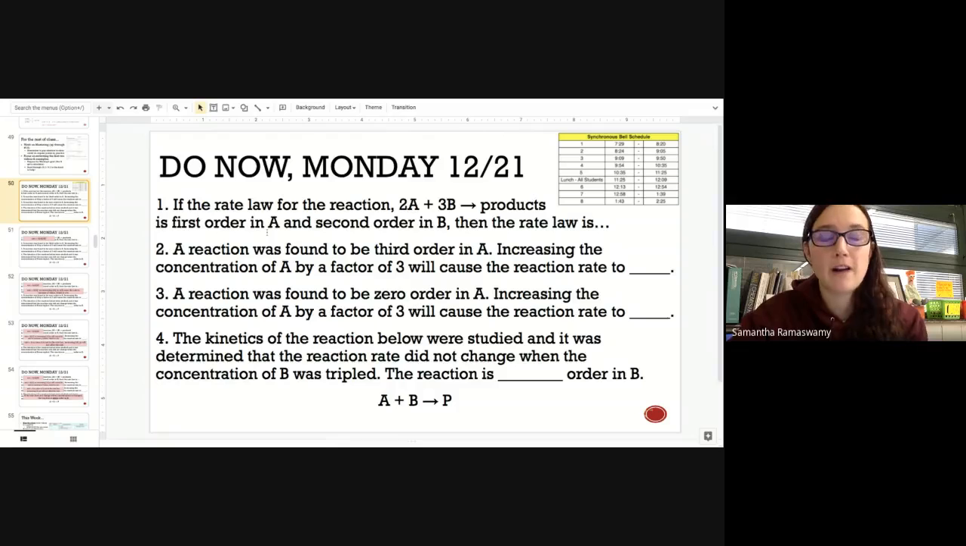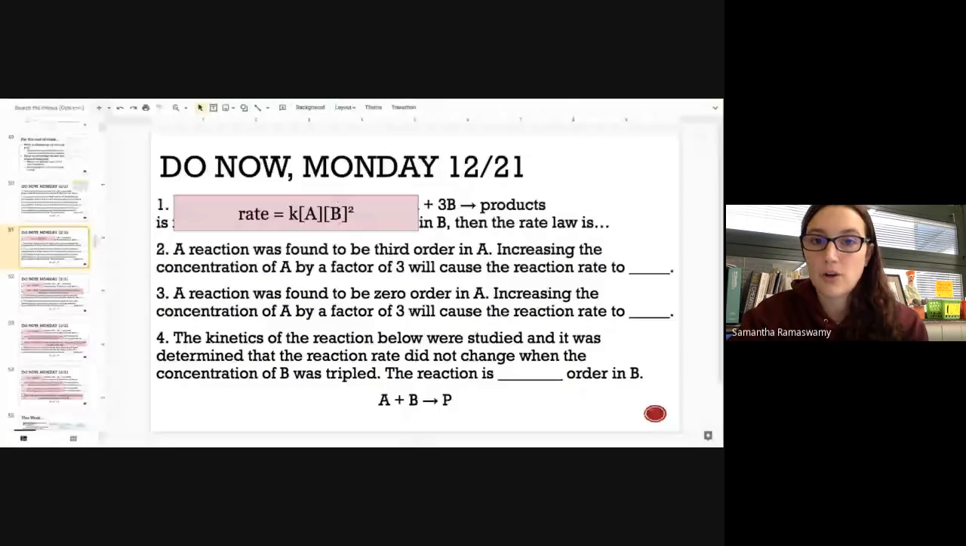Remember on Friday we talked about experimentally determining the rate law if they don't give us the orders. In this case, they give us the orders. They tell us that A is first order, B is second order, and they want us to write the rate law. Rate law is always rate equals K times the concentration of reactants. So rate equals K times the concentration of A to the first power times the concentration of B to the second power, because your exponents are your orders.